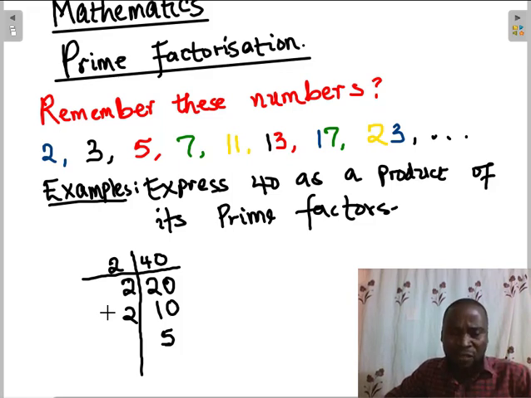Let's move to 5. Can 5 divide itself without a remainder? Yes. 5 can divide itself one time. So 5 into 5, one time. And that is the end of our division. So once we get 1, we're going to stop. All right. We're going to stop there.